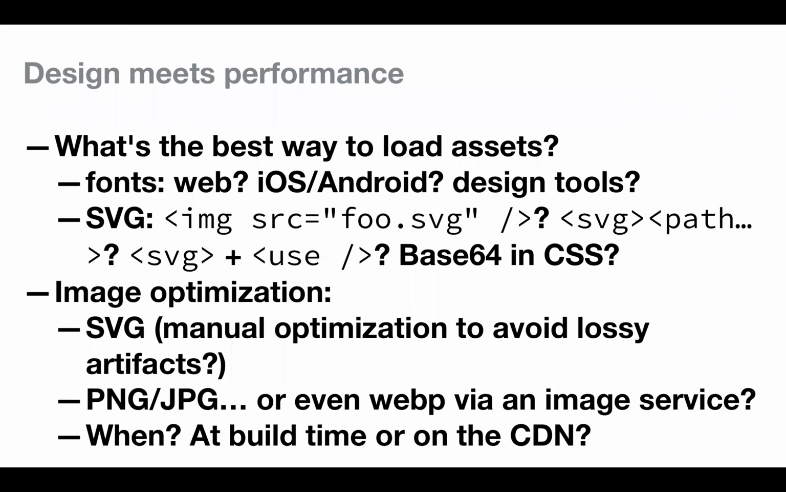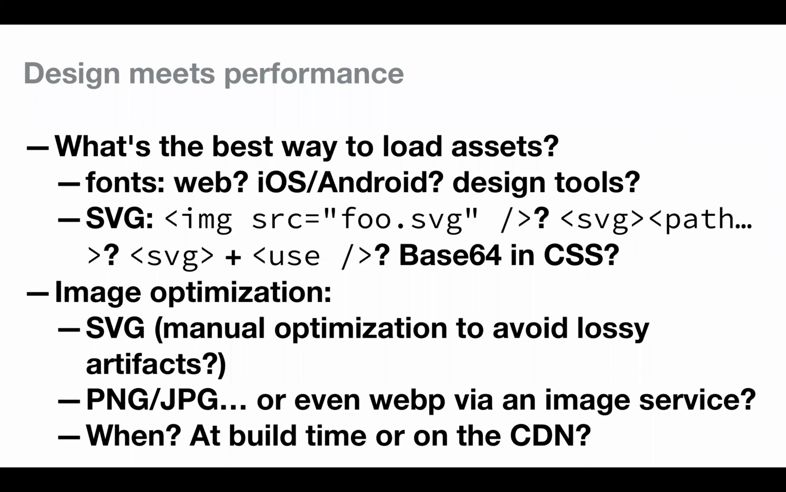What about loading SVGs? Do you use IMGs? Do you use SVGs with a path in it? Do you use SVG sprites? Do you base64 them in CSS? All of these could probably be documented somewhere, for what is the best way to do this depending on the context, instead of having to ask ourselves those questions, which have a huge impact on performance.